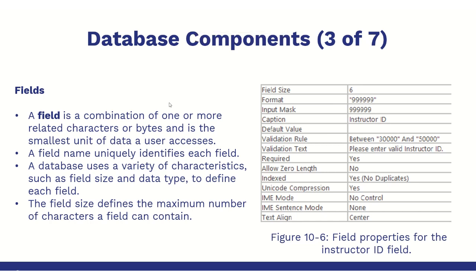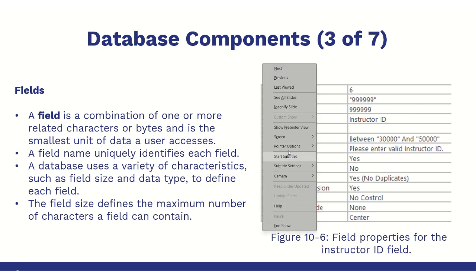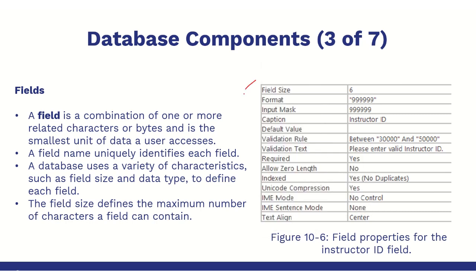A typical set of properties for a field, for example, the instructor ID field, you can see here in the table on the right hand side of this slide. This table has a limitation of the field size, its format, the input mask, and the caption, that is instructor ID. It does not have any default value. It has a validation rule that it should be between 30,000 and 50,000. Validation text: please enter a valid instructor ID. It is a required field, and allow zero length is not an option. It's indexed so that there is no duplicate, and so on.